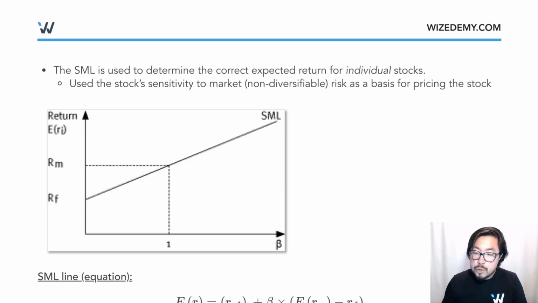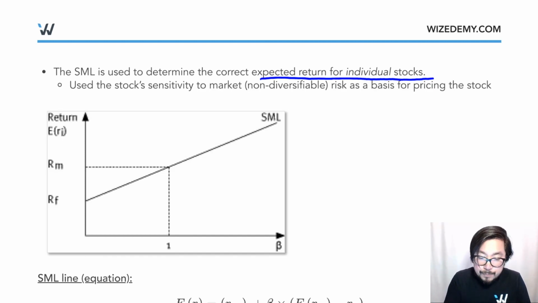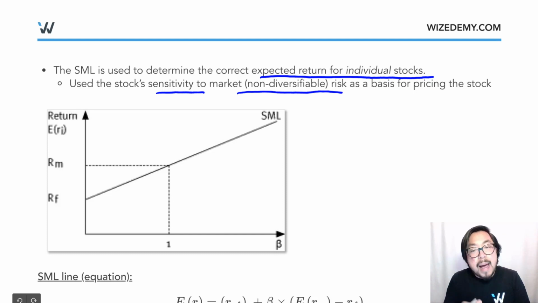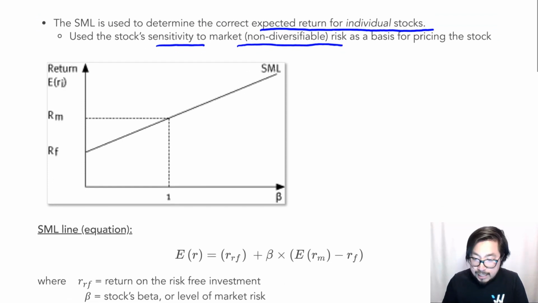In CAPM, there's also another line in addition to the CML. This line is known as the Security Market Line, or SML. The SML is used to determine the correct expected return for all individual stocks. And once we have the correct individual expected returns for stocks, we can use those expected returns to value the stocks. The SML uses the stock's sensitivity to the market risk, the non-diversifiable systematic risk, as a basis for pricing the stock. And the SML line looks something like this.